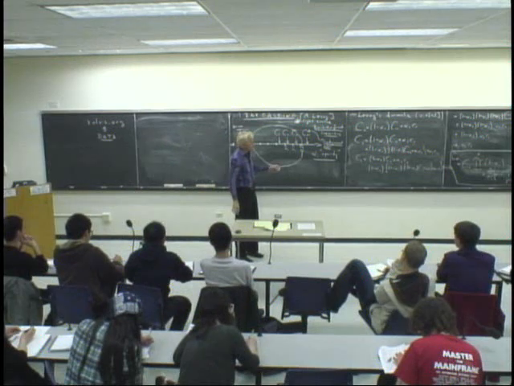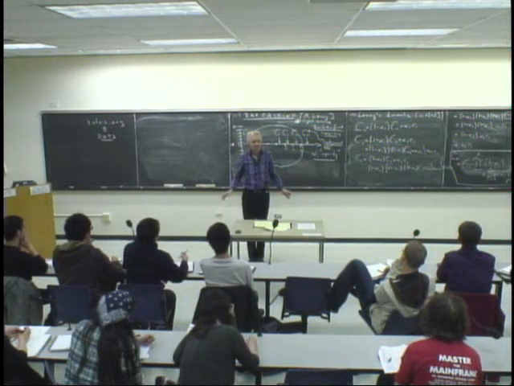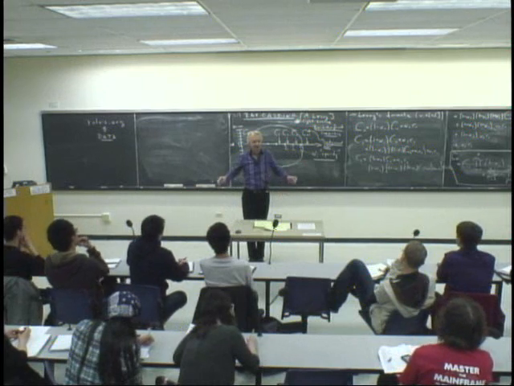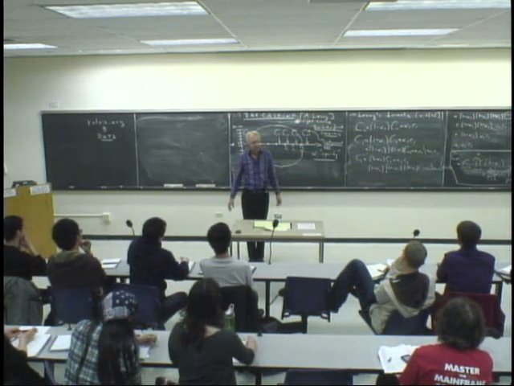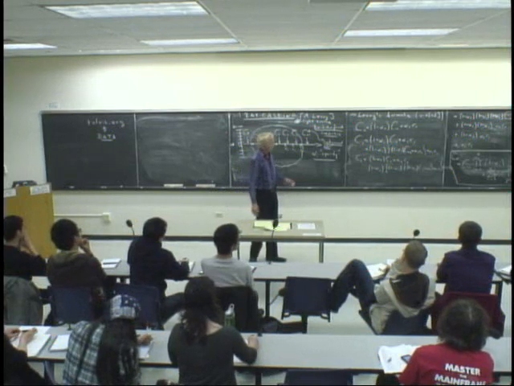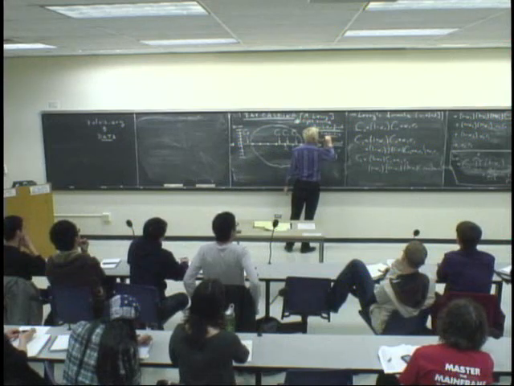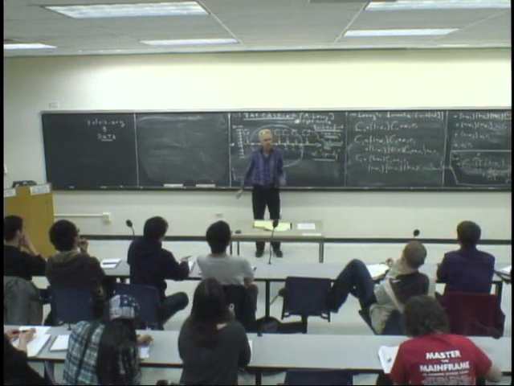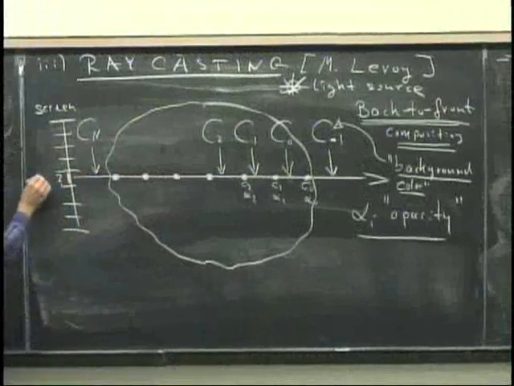Okay, is this good or is this bad computationally? As computer scientists, we always would like to do something that is very fast and efficient. Okay. What is this? This is called back-to-front compositing.